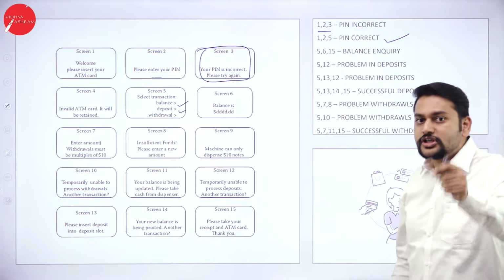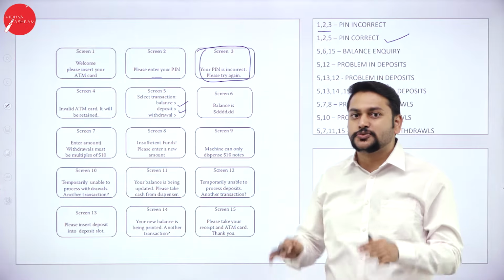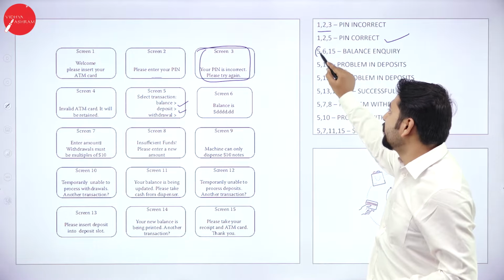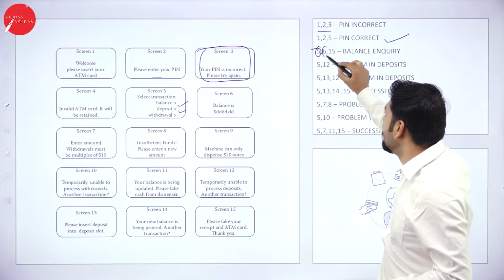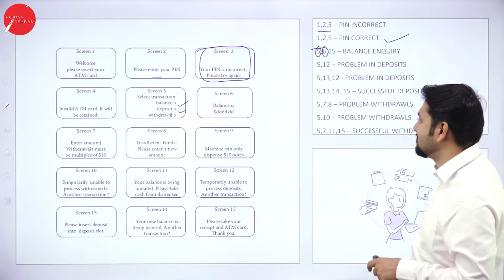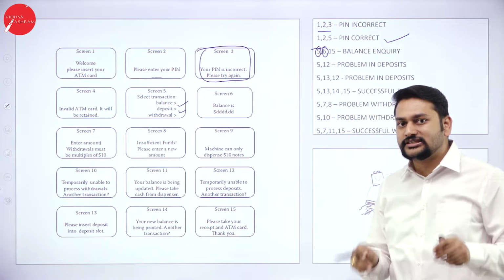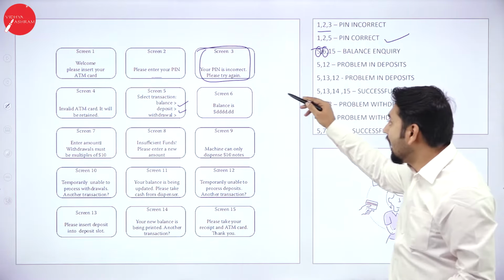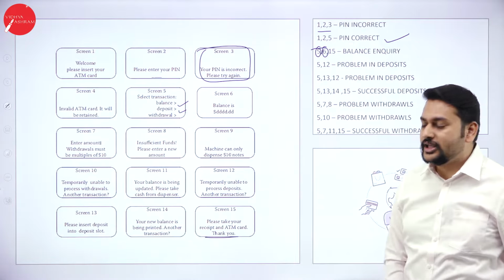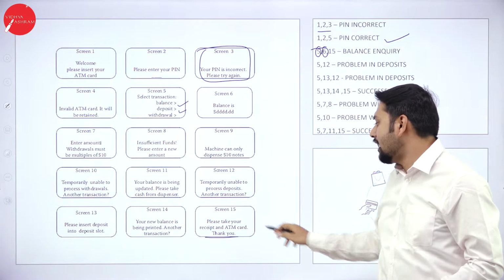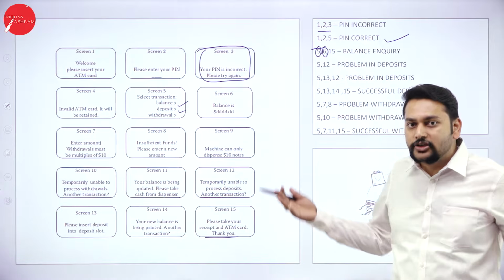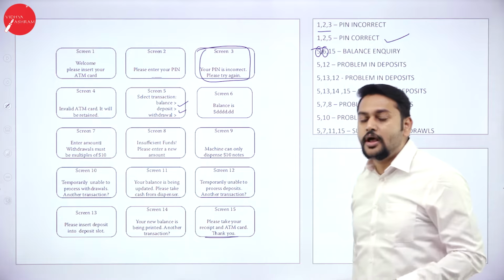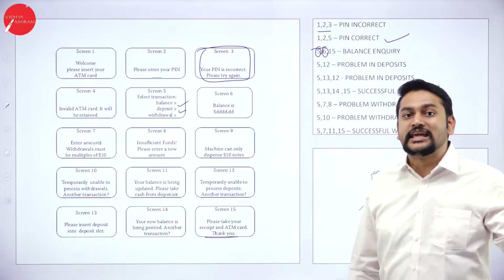Suppose you select the first option, that is balance. You are on screen number 5, then you go to the 6th screen, which shows the balance. After that it comes directly to screen number 15: please take your receipt and ATM card, thank you. You get the thank you message at the end. This is what will happen if you want to check the balance. This is case number 1.